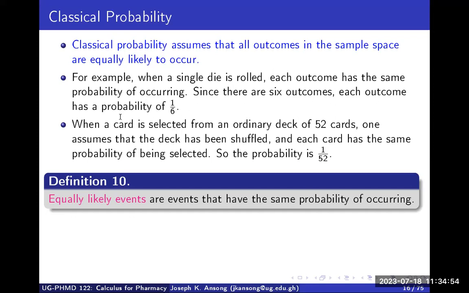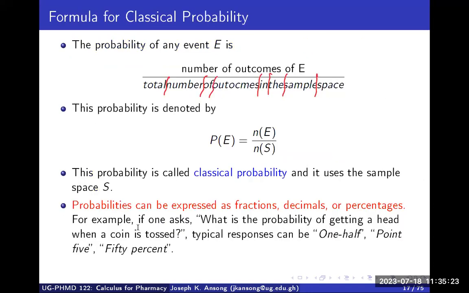The same thing applies to drawing a card. If you draw a card from an ordinary deck, since we have 52 cards, the probability of drawing any card is the same, 1/52. That is a unique thing about classical probability. By definition, equally likely events are events that have the same probability of occurring, and that usually falls under classical probability.